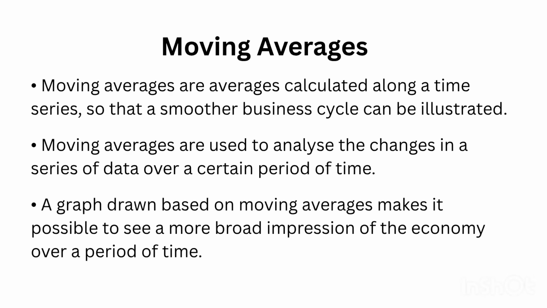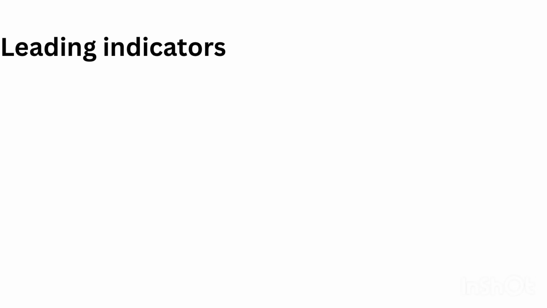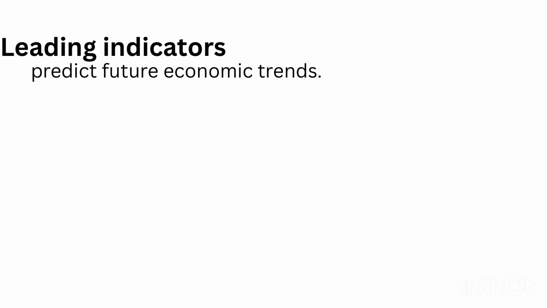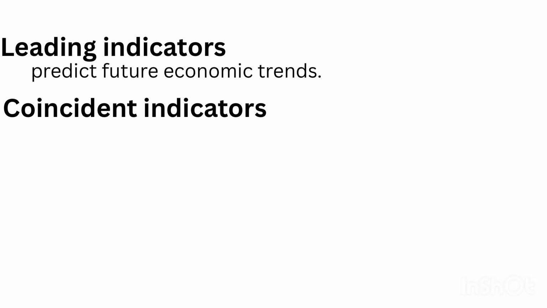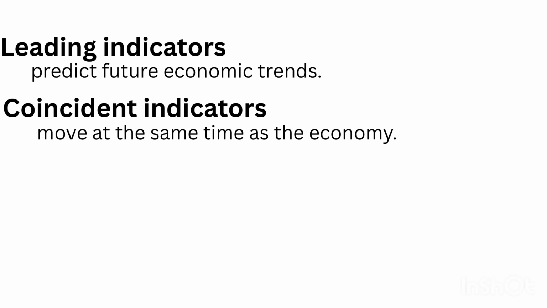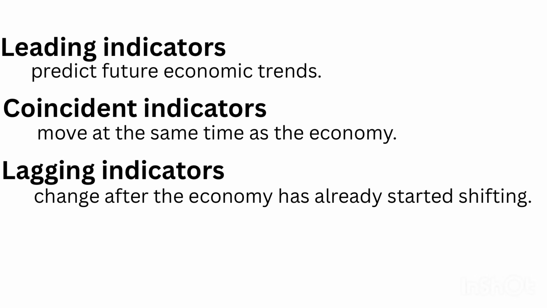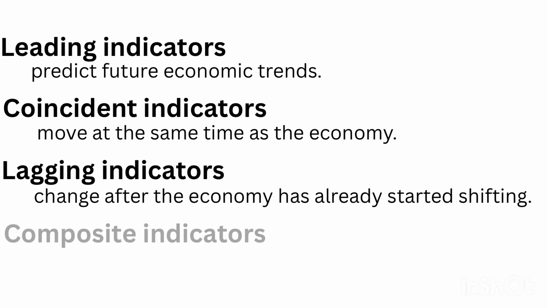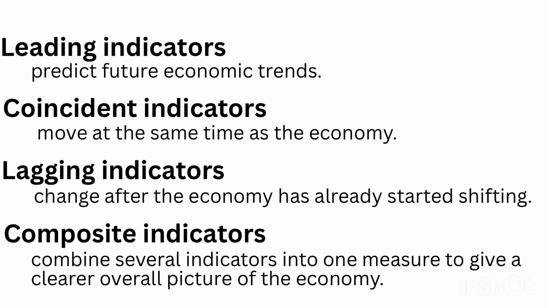So just a quick summary of the whole video. Leading indicators predict future economic trends. Coincident indicators move at the same time as the economy. Lagging indicators change after the economy has already started shifting. And lastly, composite indicators combine several indicators into one measure to give a clearer overall picture of the economy.